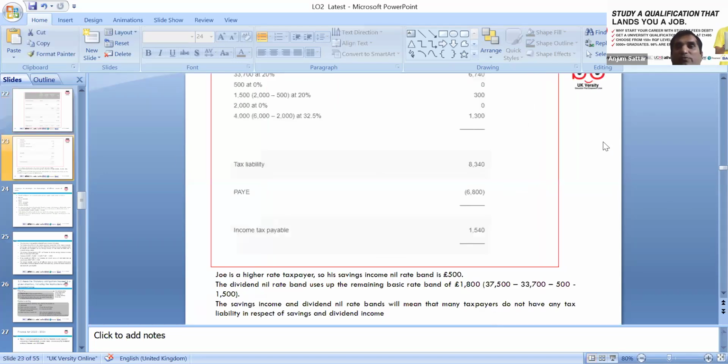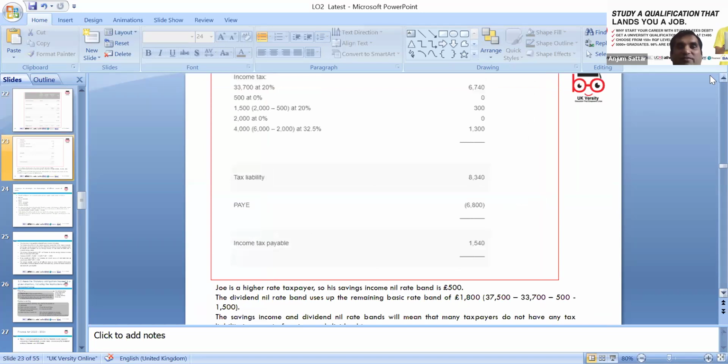Okay, so the first 33,700 is taxed at 20% because 37,700 was the limit where the tax rate applies, and her income was 41 after all the income. So next, the savings income: the first 500 is 0. The next 1,500 tax rate will be 20%. Yes, because her total income is such that she can claim 500 on the savings income as no tax.